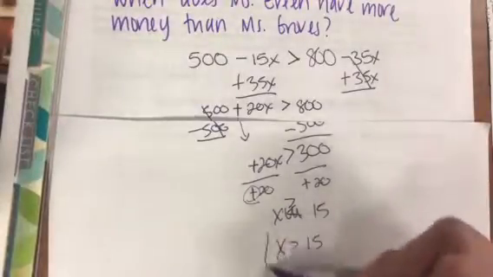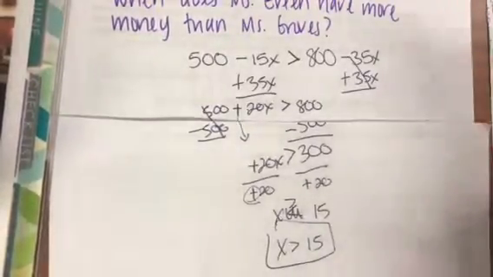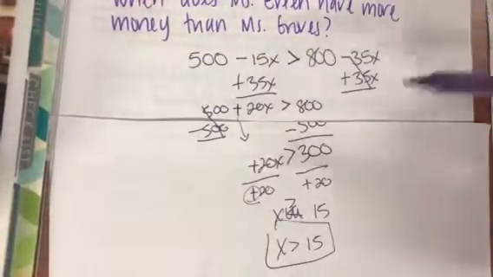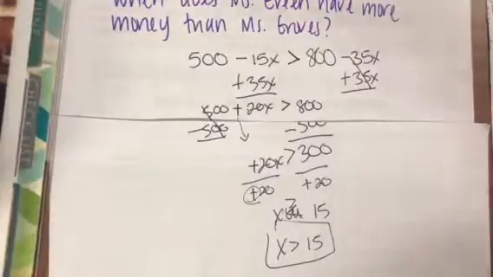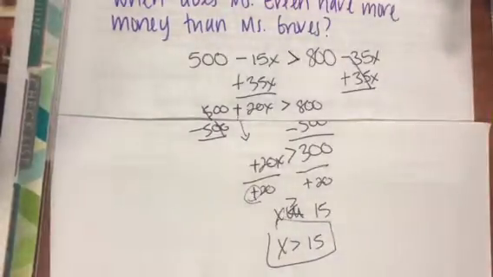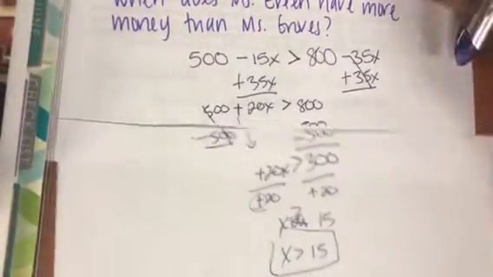So the answer is x is greater than 15. That means that she will have more money than me after 15 weeks. Right. And then after 15 weeks from then on, so after 16 weeks and 17 weeks, she'll have more money than me. Man, Miss Green, after 15 weeks, can I borrow some money? No. Dang. Moving on. Okay.